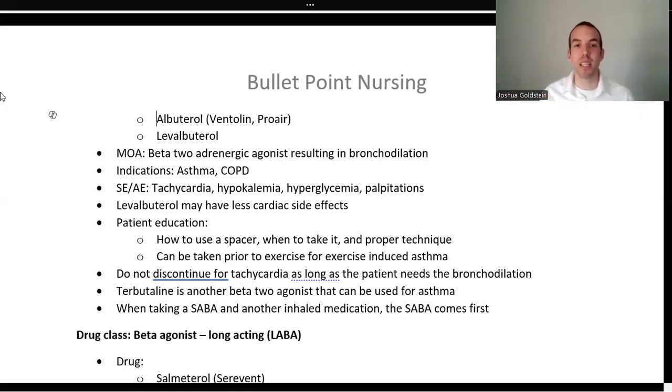That's not a reason to stop taking the drug. Terbutaline is another beta-2 agonist that can be used for asthma. It's also used in reproductive health. We spoke about it over there. But for right now, just know that it is another drug in this class.